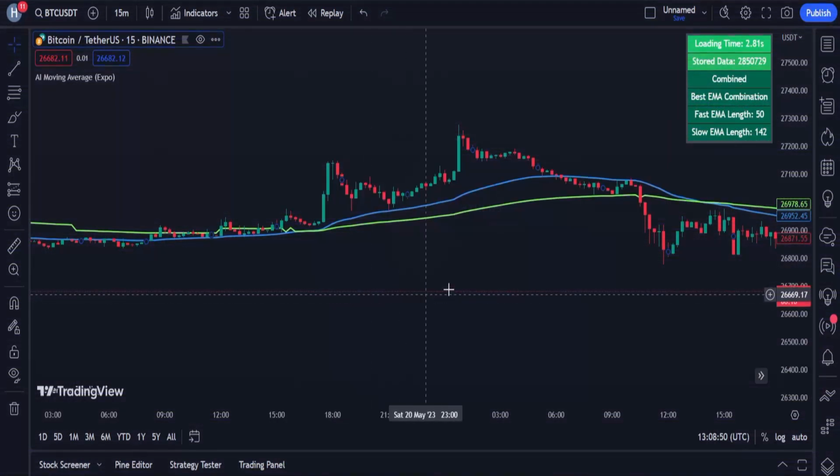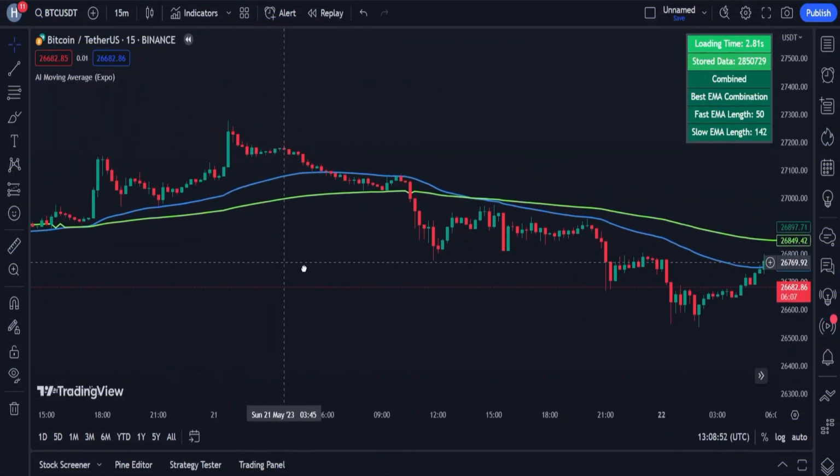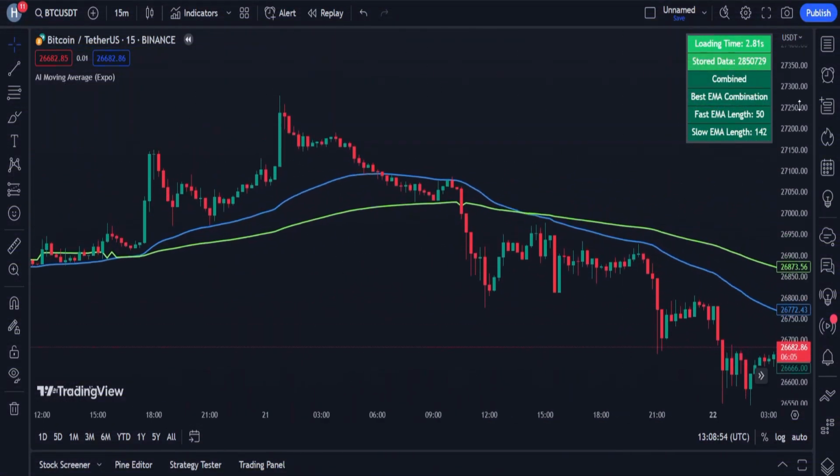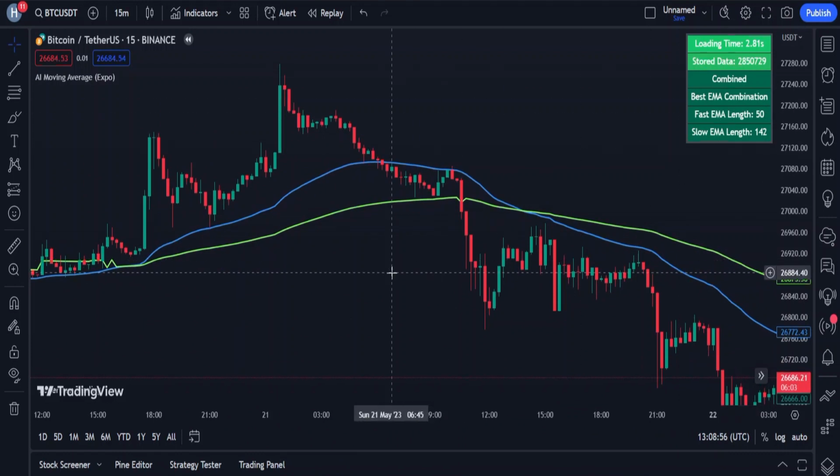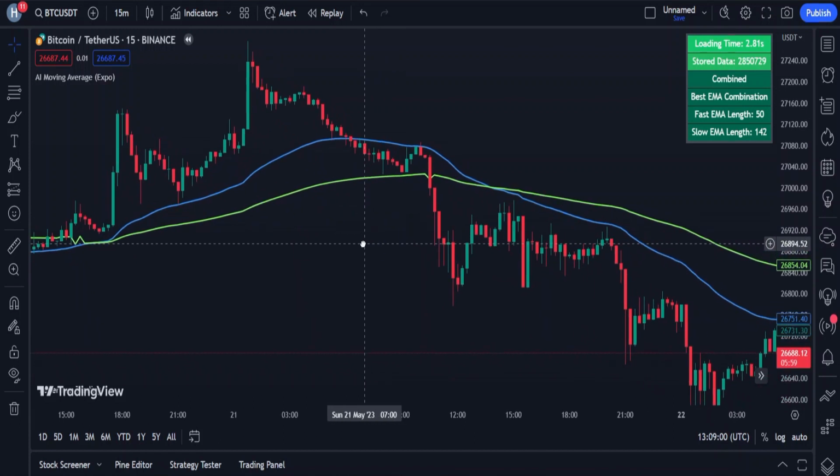Another benefit of using this algorithmic moving average is that it eliminates the need for subjective analysis. Traditional moving averages require traders to manually adjust the period to fit the market conditions, which can be time-consuming and may lead to errors. With this algorithmic indicator, you can assume that the period being used is optimal for the current market environment.